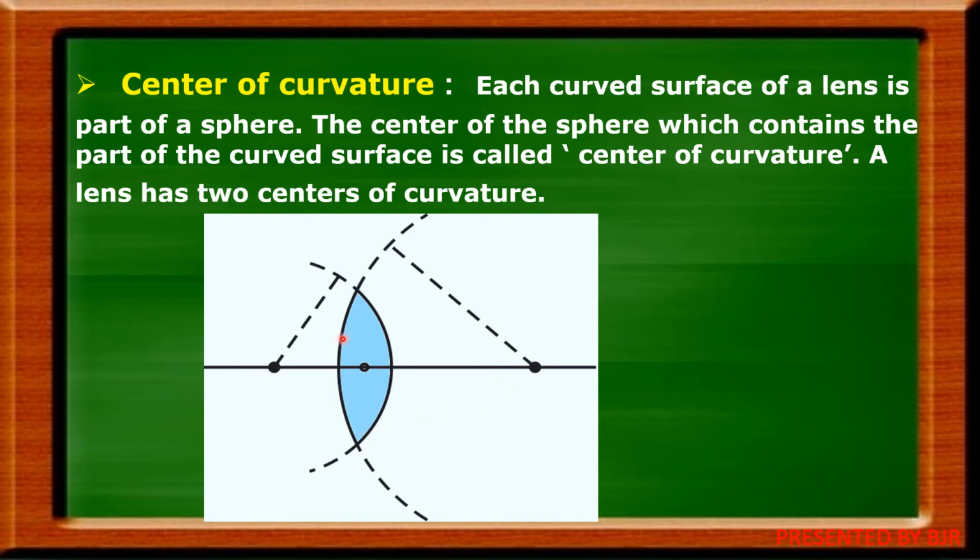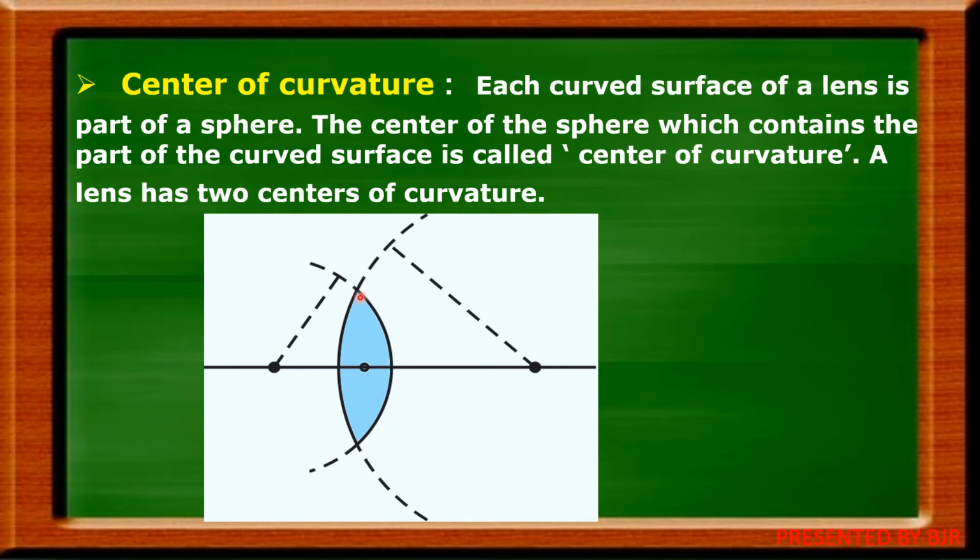Similarly, take the second curved surface. The second curved surface is part of this sphere. I have not shown the complete sphere here. If it is completed, we will get it like this. Okay, so the second curved surface, that is this part, is part of this sphere. Then the center of this sphere is called the center of curvature.